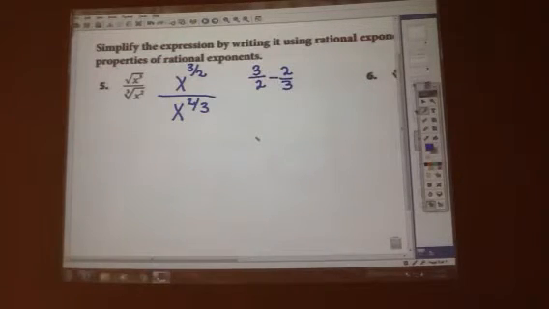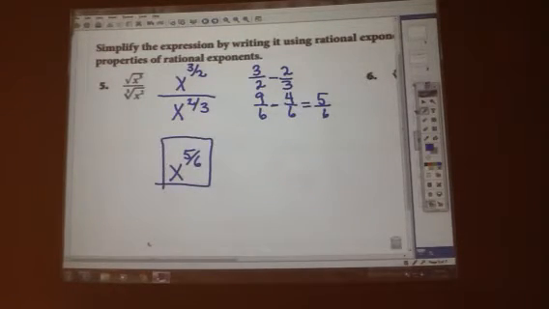To subtract fractions, I have to have a common denominator, which will be 6. 2 will go into 6 3 times, that will be 9/6. And 3 will go into 6 2 times, which will be 4. So that will be 5/6. Numerator or denominator? Numerator. x to the 5/6. Any questions?